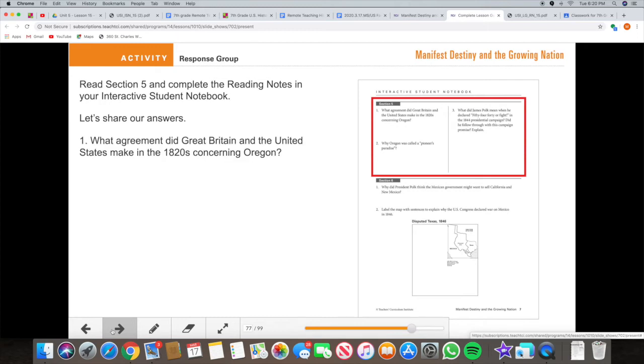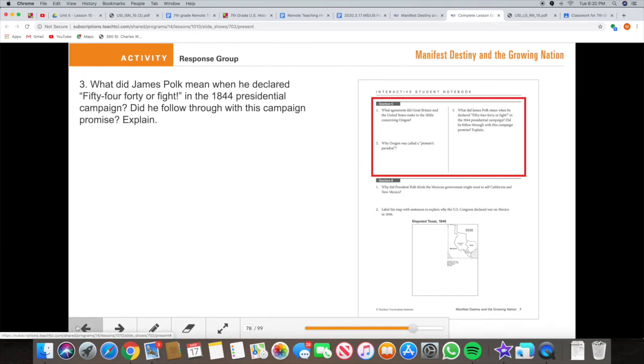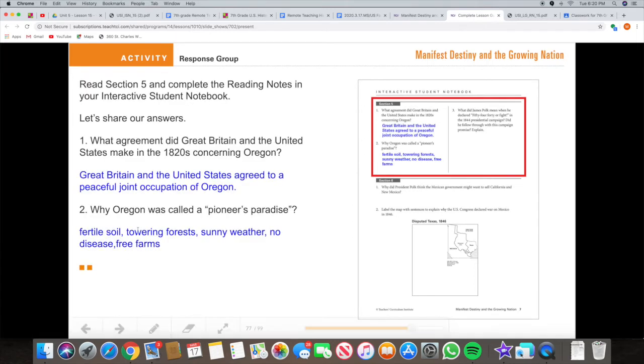Okay, what agreement did Great Britain and the United States make in the 1820s concerning Oregon? Great Britain and the United States agreed to a peaceful joint occupation of Oregon. So they were sharing Oregon. Why was Oregon called a pioneer's paradise? Well, they had fertile soil, great forests, sunny weather, no diseases, and free farms. Wait a minute, those are not complete sentences. I'm sure you guys did better than that.